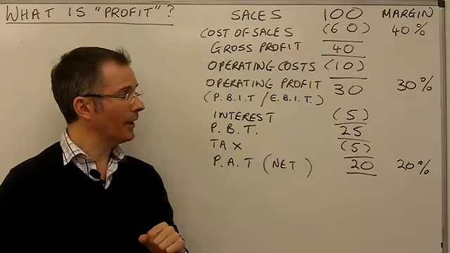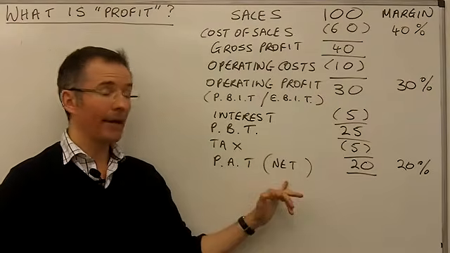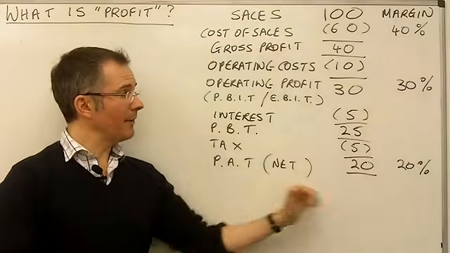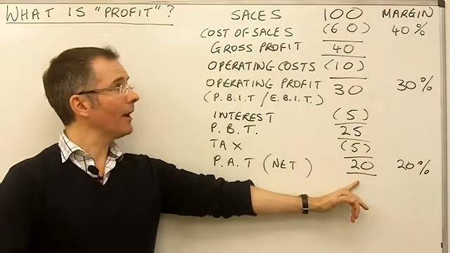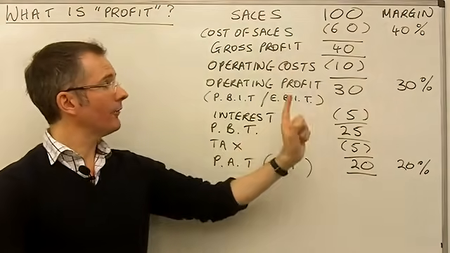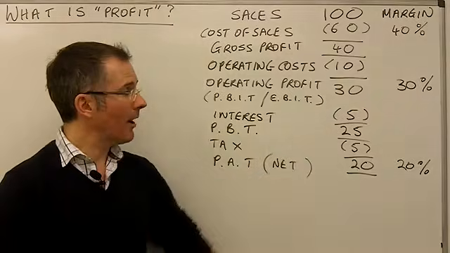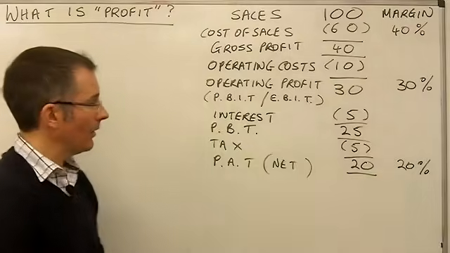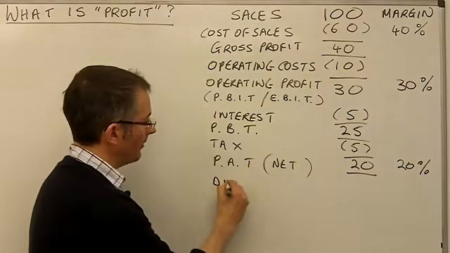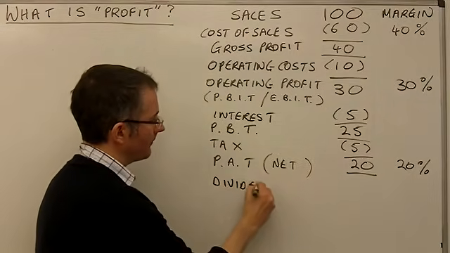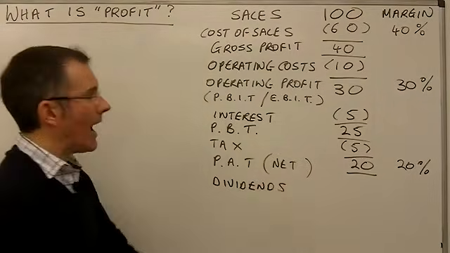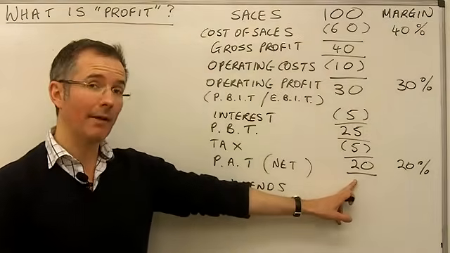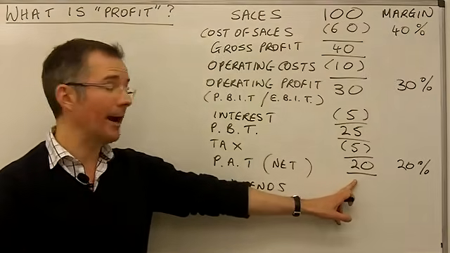Now there's one more line to go: dividends. So the directors know that for the last 12 months they've made a profit of 20. After direct, indirect costs, interest and tax, they might decide to share that out with external shareholders. So there will be a line somewhere near the bottom for dividends. Now, how much of this 20 they pay out and how much they keep back and retain in the business for investment is up to the directors.